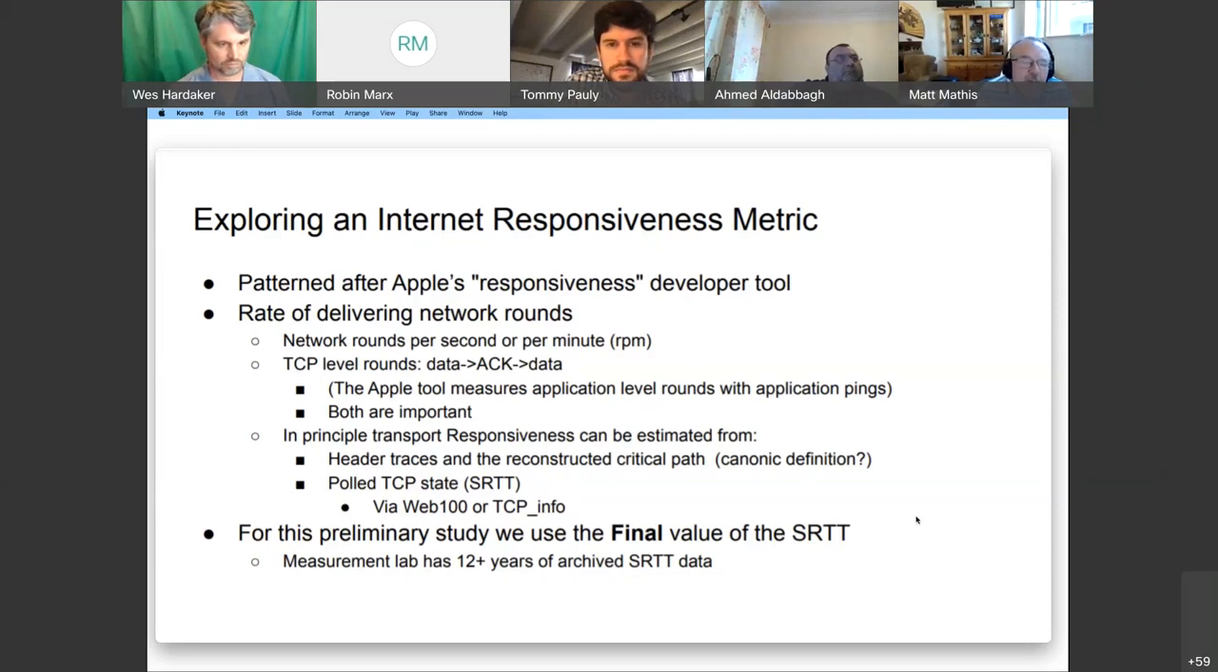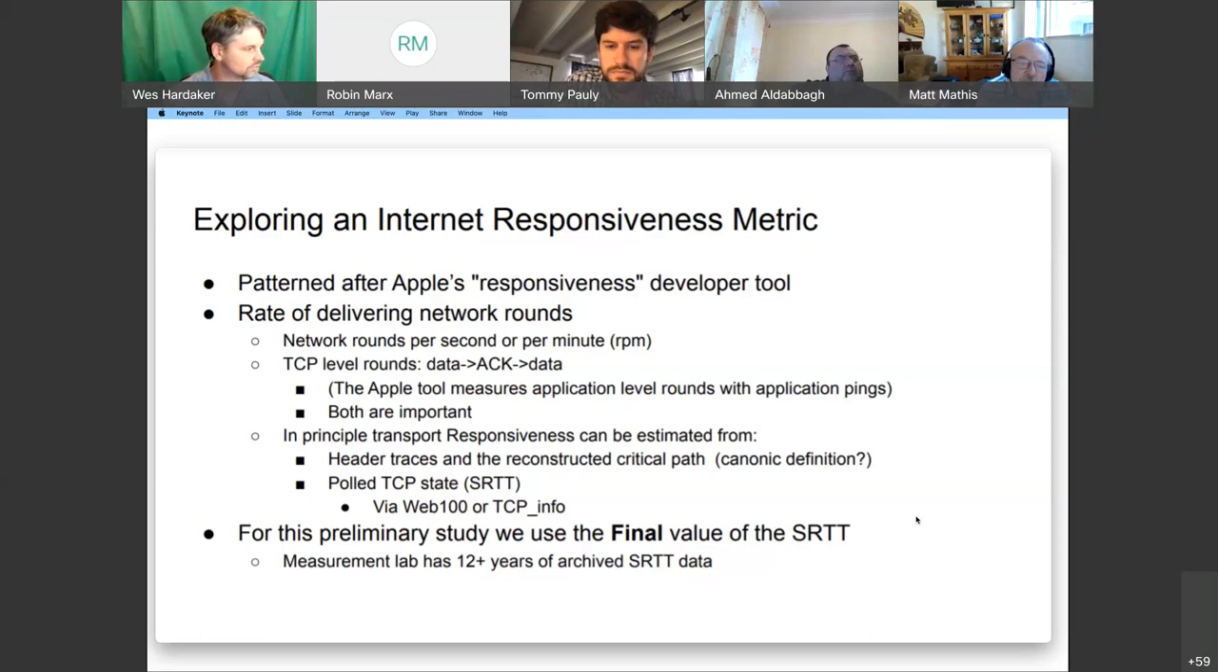I assume everybody has seen it, but it's basically the rate at which the network delivers rounds of information. One of the nice things about this metric is that you can construct a concrete definition of it, and there are parallel metrics at different layers in the stack. I happen to be focusing on a TCP layer definition. The Apple tool actually measures an application layer definition, and they are different because they include different phenomena, but underneath they're driven by the same principle. You can define them concretely in terms of packets on the wire. It doesn't depend on technology, or at least the transport layer doesn't depend much on technology at all.